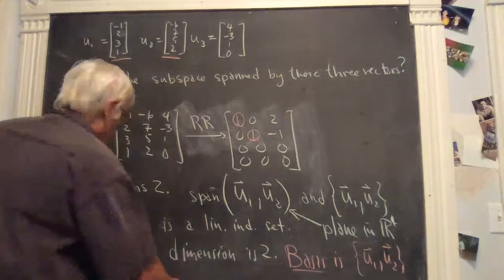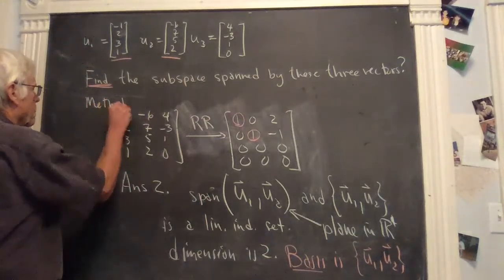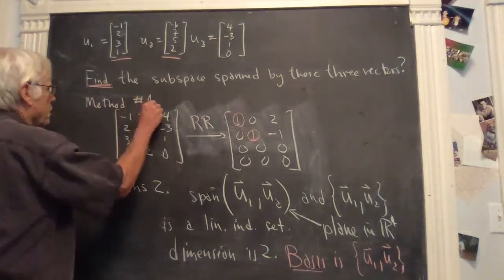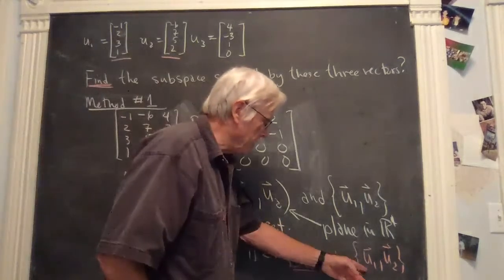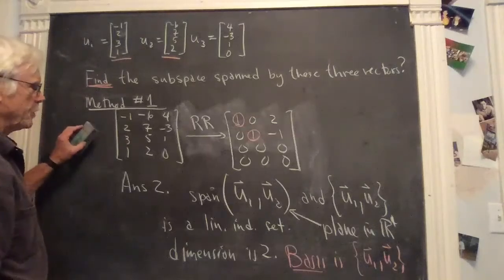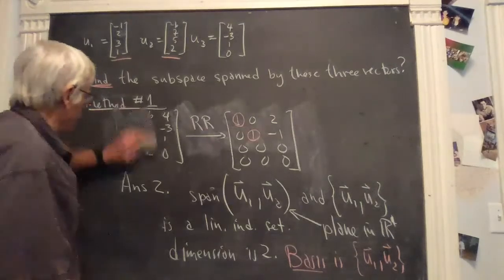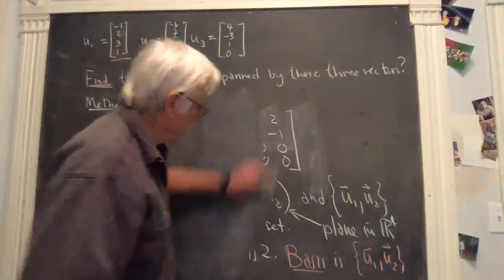So I'll call this method 1. We've already looked at this. The only thing new about it is this: when we reduce it, I called this a basis for the judgments we're making. Okay, so let's look at another way to do this problem. The second way is interesting.